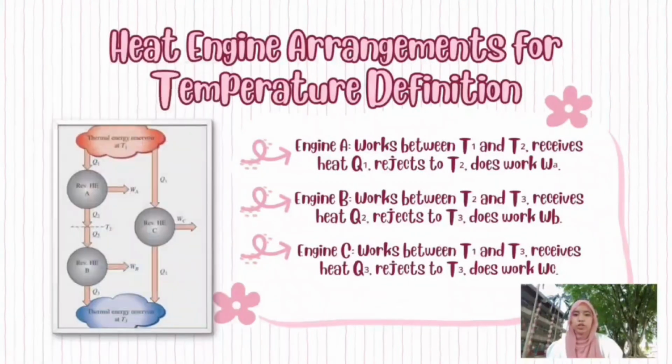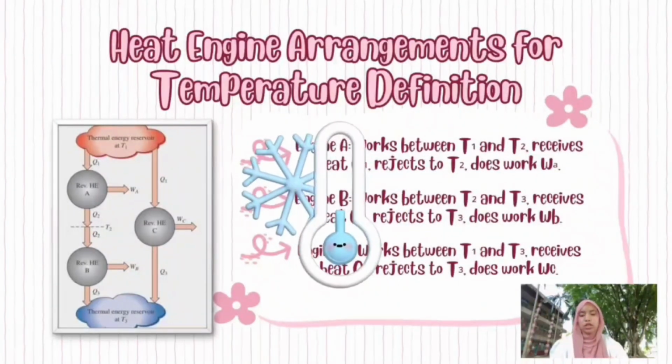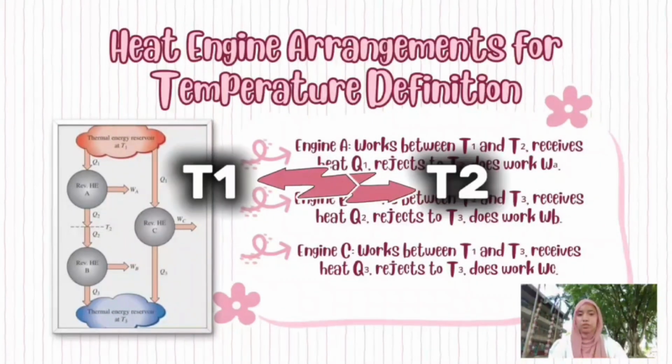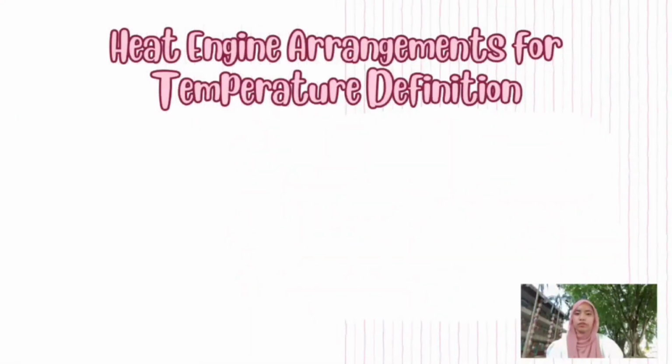Here we have three reversible engines, A, B, and C, connected to three reservoirs at three temperatures, T1, T2, and T3, where T1 is the hottest and T3 is the coldest. Engine A works between T1 and T2 and absorbs heat Q1, while engine B works between T2 and T3 and absorbs Q2. Each engine does work and rejects heat to the cooler reservoir.